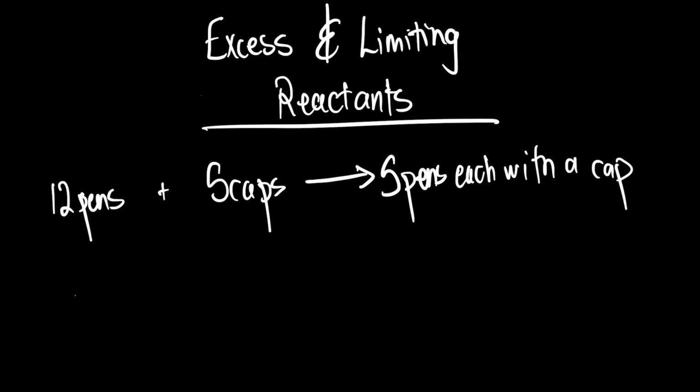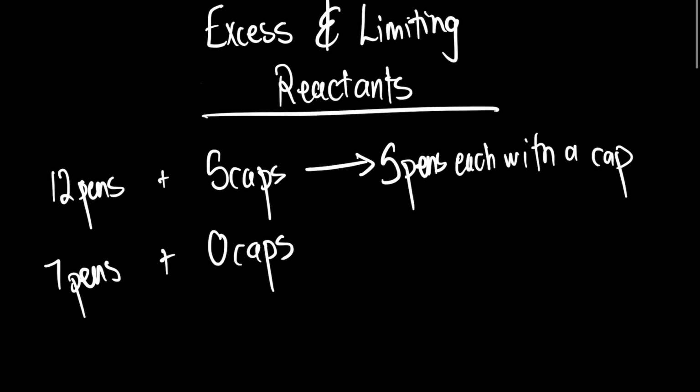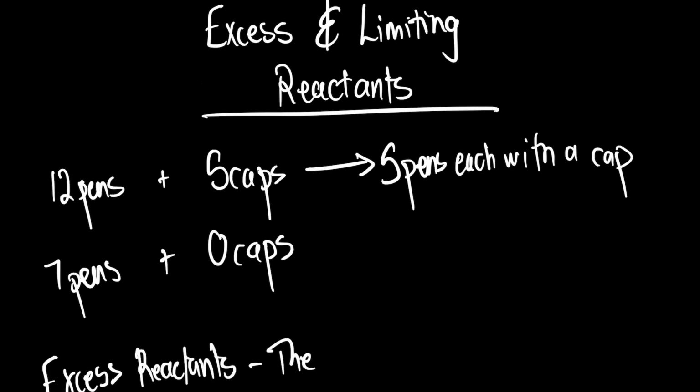Now at the end of this process of you selling these pens, we can say that there are 7 pens left and 0 caps left. Now looking at this, we can say that the pens are in excess, or in this process, they're the excess reactants. And this is because they remain after the reaction stops.